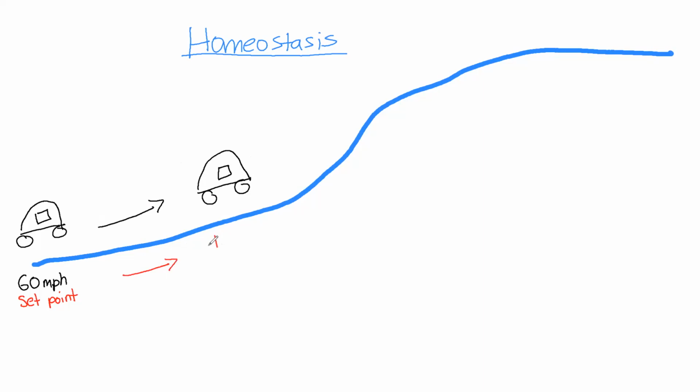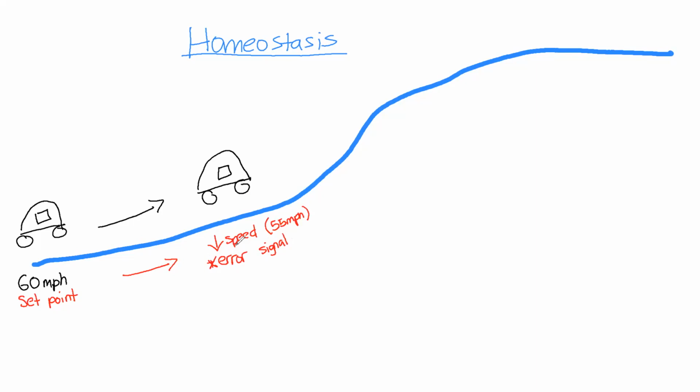So we see here a decline in speed. The car is now going at about 55 miles per hour. And because that is not our set point, this is the miles per hour that we want to maintain, that we're going to strive to maintain, that automatically sets off what we call an error signal. Okay, because of this reduction in speed.